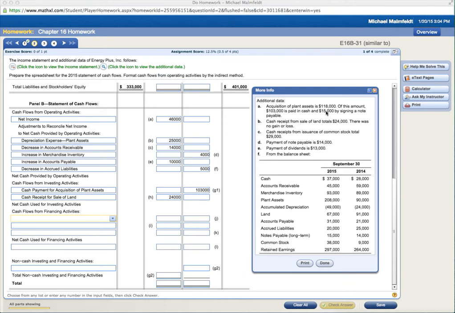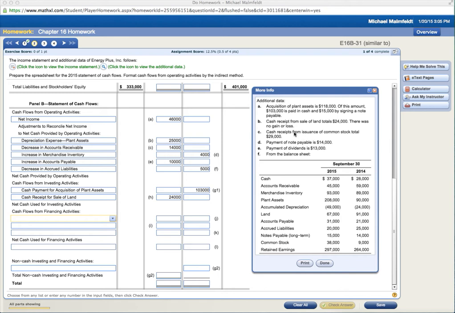What's important to recognize here is this $15,000 in notes payable definitely affects how the year-to-year difference in notes payable plays out. But what you'll also notice is this $15,000 has no effect on cash, because you're signing this note payable in exchange for some other types of assets, our plant assets, okay? So for the purposes of our cash flows from financing activities, this $15,000 note payable is irrelevant.